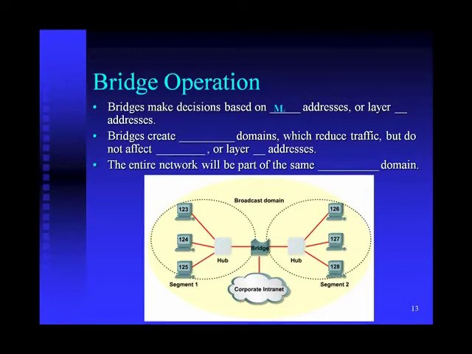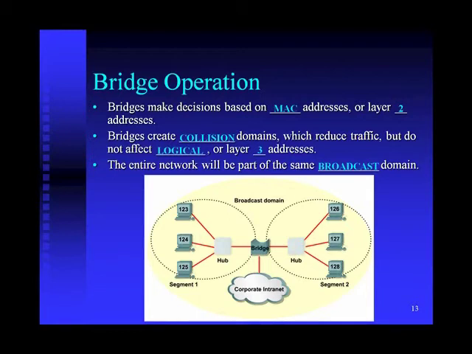So bridges make decisions based on our MAC addresses, or also sometimes called layer 2 addresses. Bridges create collision domains which reduce traffic but do not affect logical or layer 3 addresses. They're only dealing here with our MAC addresses. MAC addresses are talked about in the reading with the Cisco stuff, so you might want to take a look at that. The entire network will be part of the same broadcast domain.